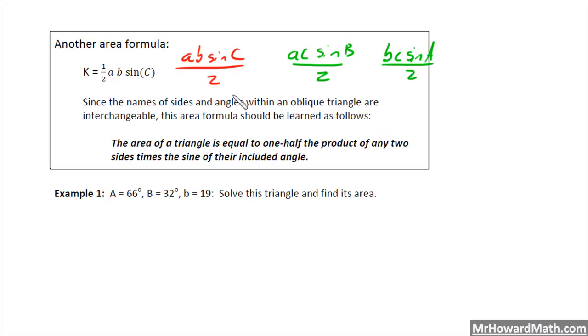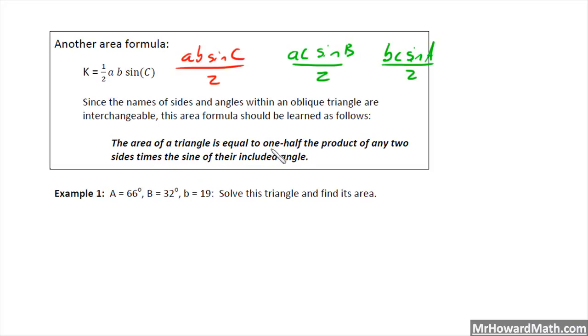Just realize you can rearrange the same formula and get the area. It's not just side A times side B times sine of angle C. You can rearrange it as long as the pattern is the same. Depending on what you're given, you can use the area formula here. Also, it's important to note this part.